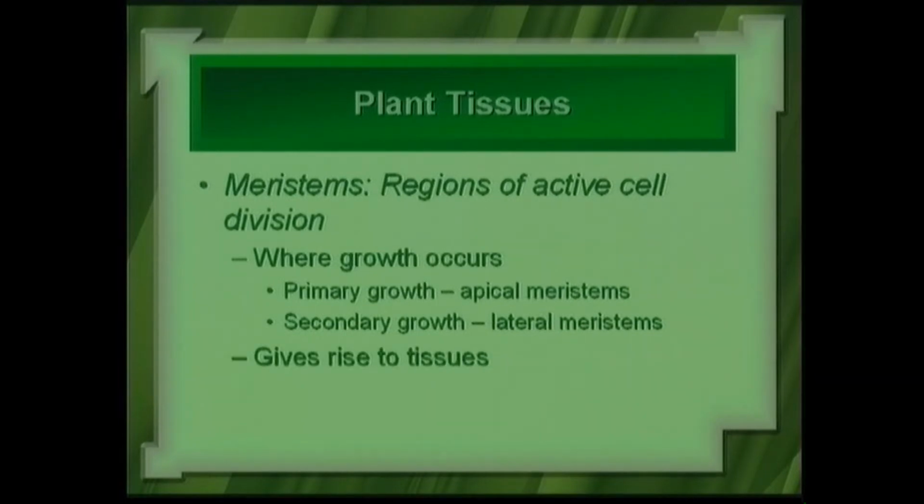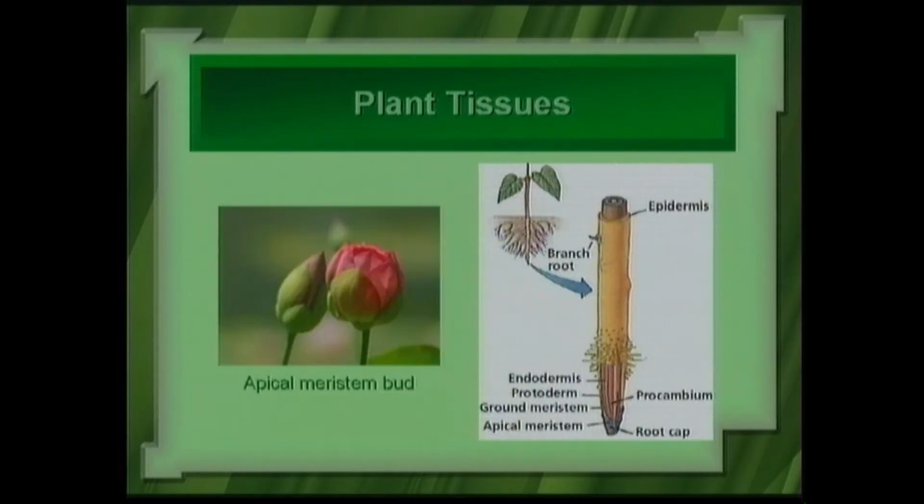Okay. And so these meristems will give rise to certain tissues, right? And let's see, the tissues include three types. We have dermal tissue, we have ground tissue, and we have vascular tissue. And here we can see two examples of apical meristems. In this case, the image on the left, we have a nice image of a flower. And in this case, the flower comes from a terminal bud at the very tip of the stem.